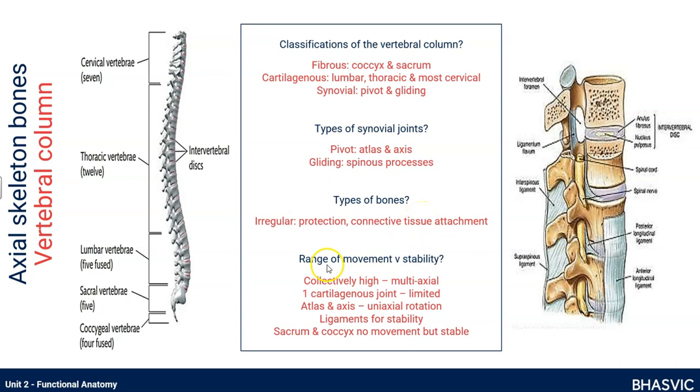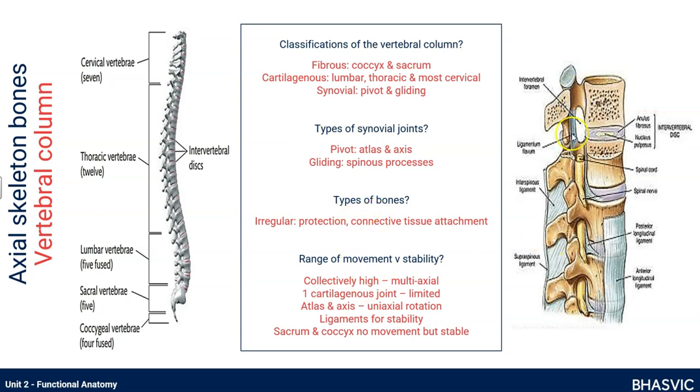Now, do we have a big range of movement? Overall, as I explained, we combine the movement of all of these small joints, yes, but individually, no. Individually, one cartilaginous joint has very limited movement in all directions. The atlas and axis at the top is a pivot joint which only allows rotational movement in the transverse axis.